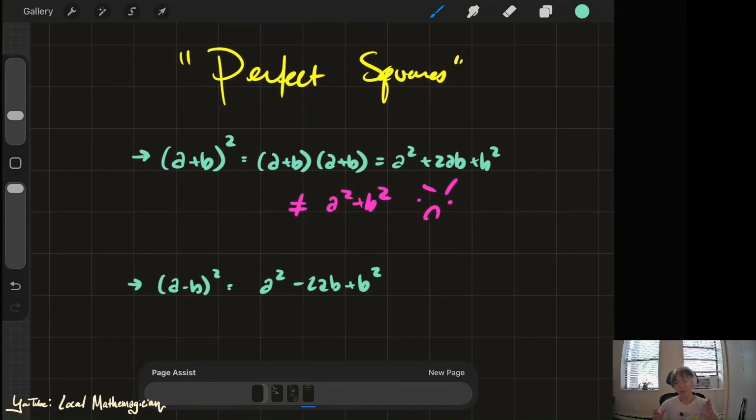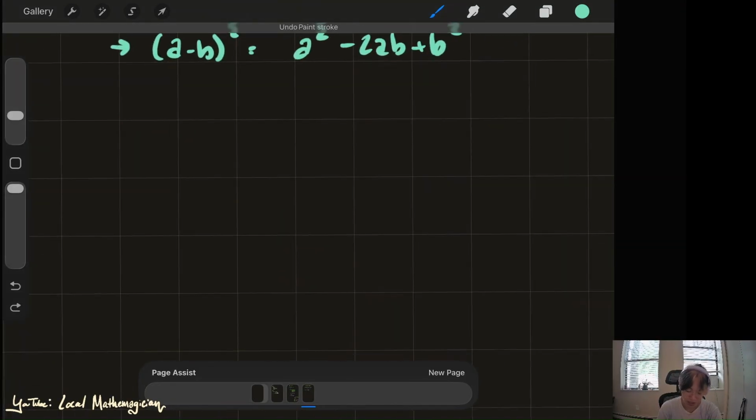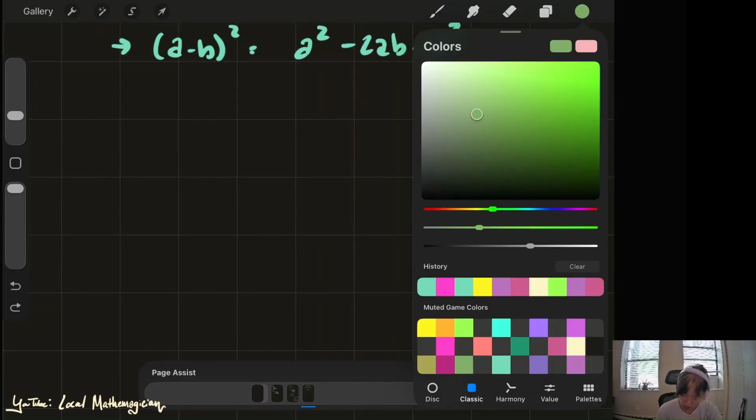Okay. Perfect squares. They're really nice. Do you know why they're really nice? Because, hear me out, if you see something that looks like a perfect square, you could just bring it back to its factored form, like that. Okay? Let's do an example. Let's do an easy one and a hard one.